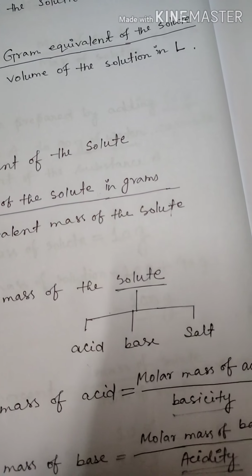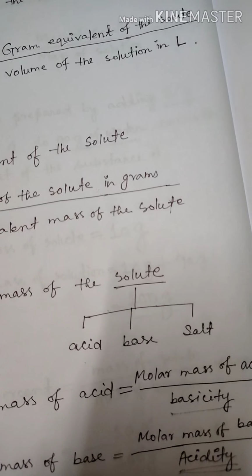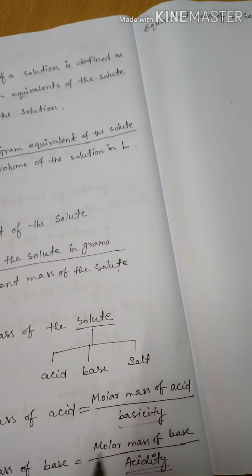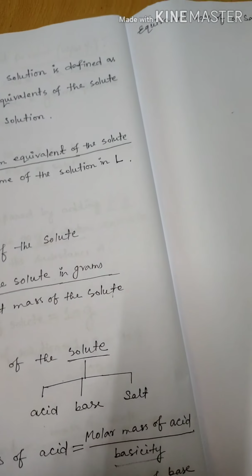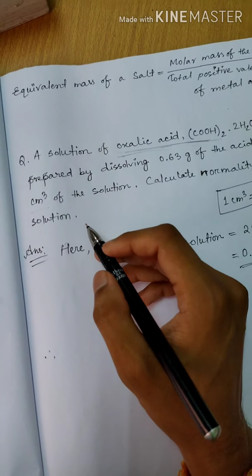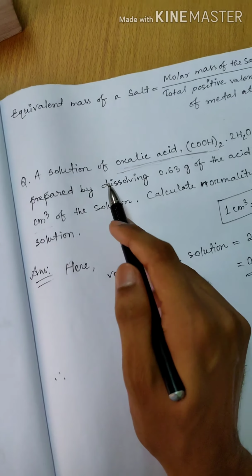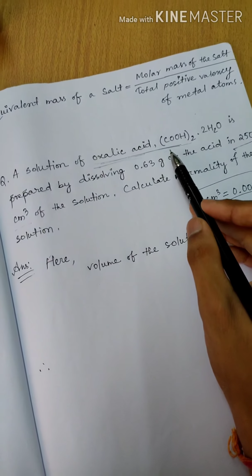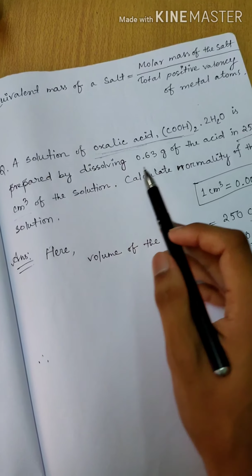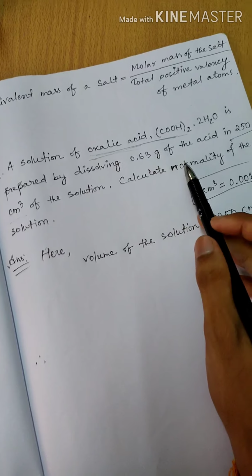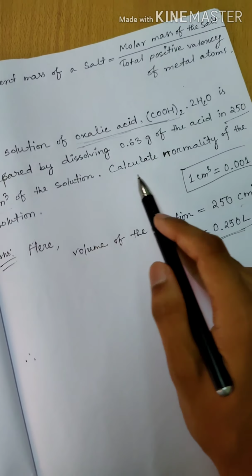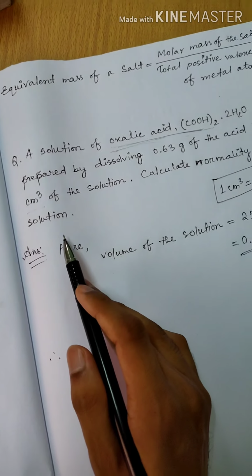Okay, this is all about normality. So now let us take one example so that you will understand easily. Now see the question. A solution of oxalic acid, the chemical formula of oxalic acid is this, is prepared by dissolving 0.63 gram of the acid in 250 centimeter cube of the solution. Calculate the normality of the solution.